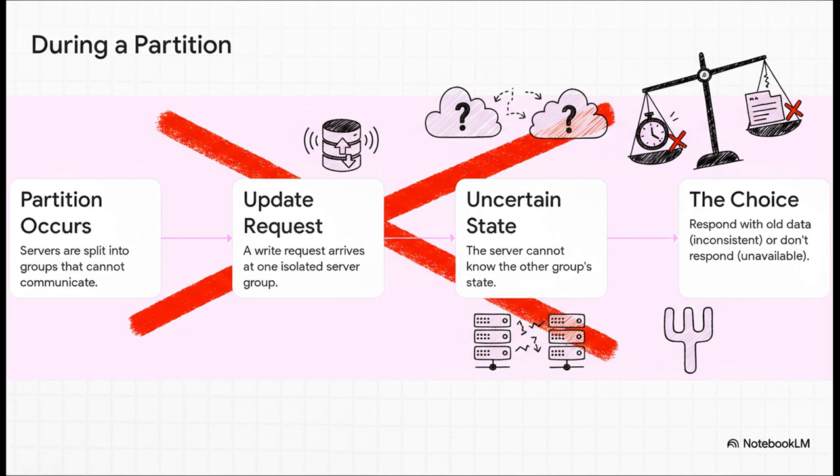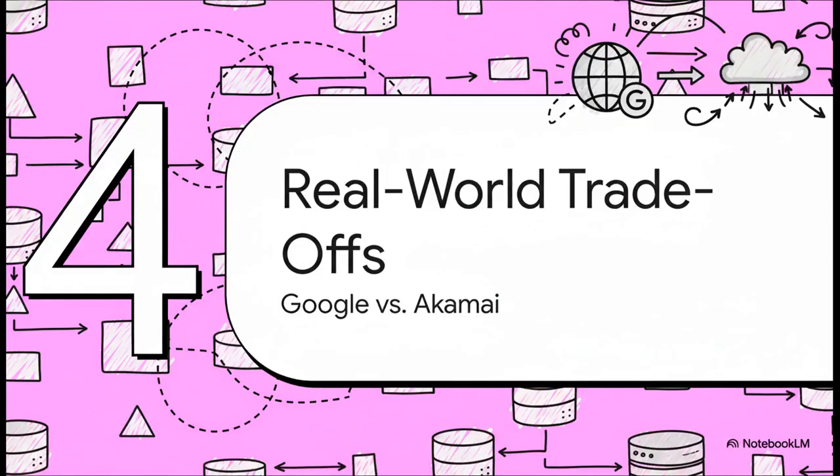Group B is stuck. It has a choice. It can either wait, maybe forever, until the network is fixed, which means sacrificing availability. Or it can just respond with the old data it has, which is now wrong, sacrificing consistency. It cannot do both. That's the choice. And look, this is not just some theory. This exact dilemma plays out in the real world every single day, and it shapes the design of the services you use constantly. So let's look at a couple of real-world examples.